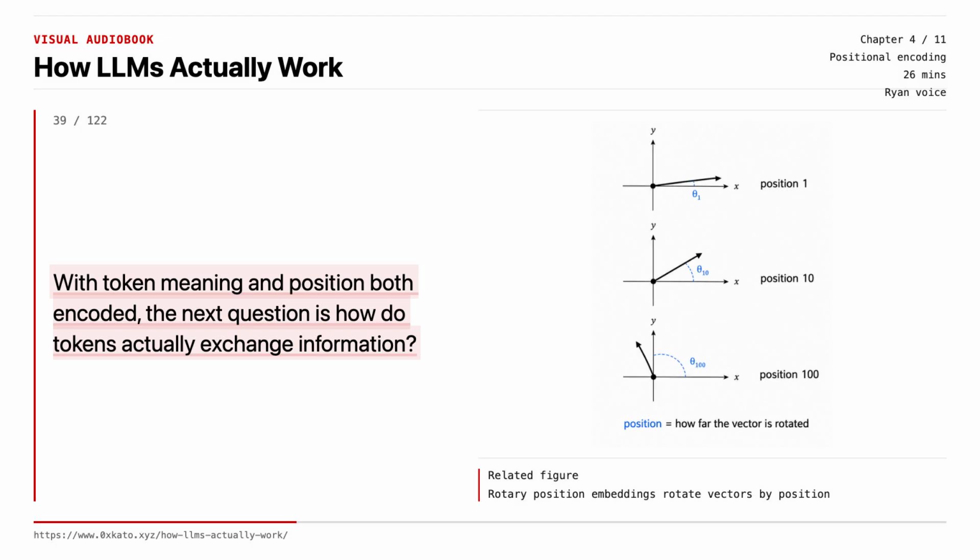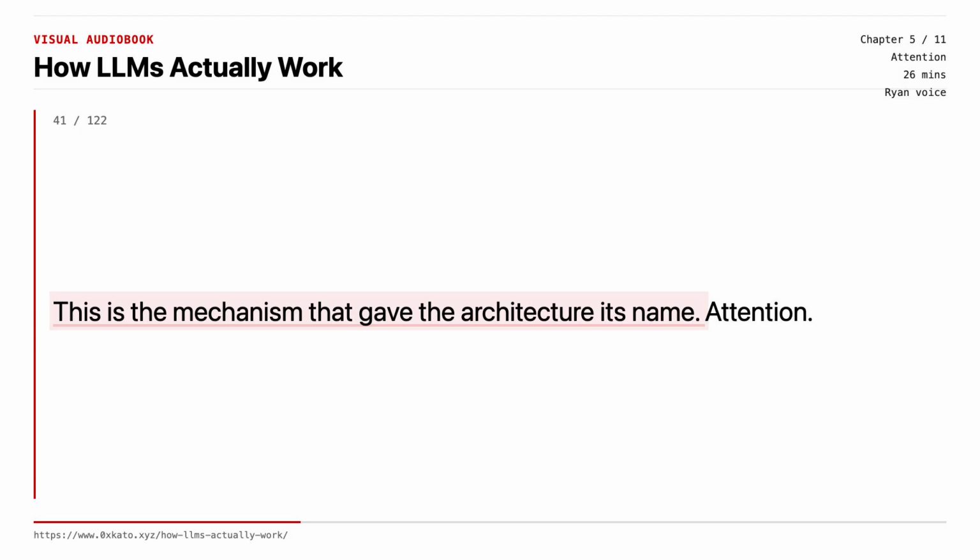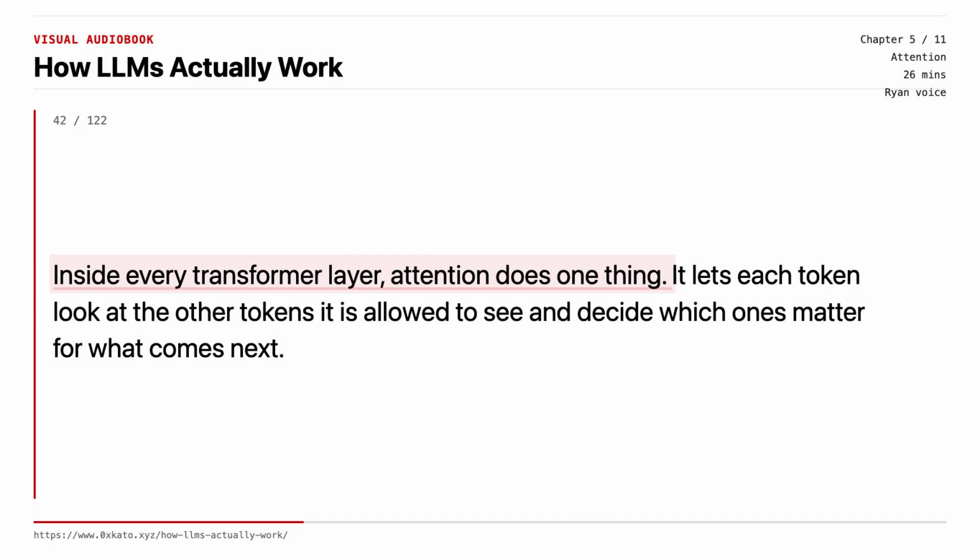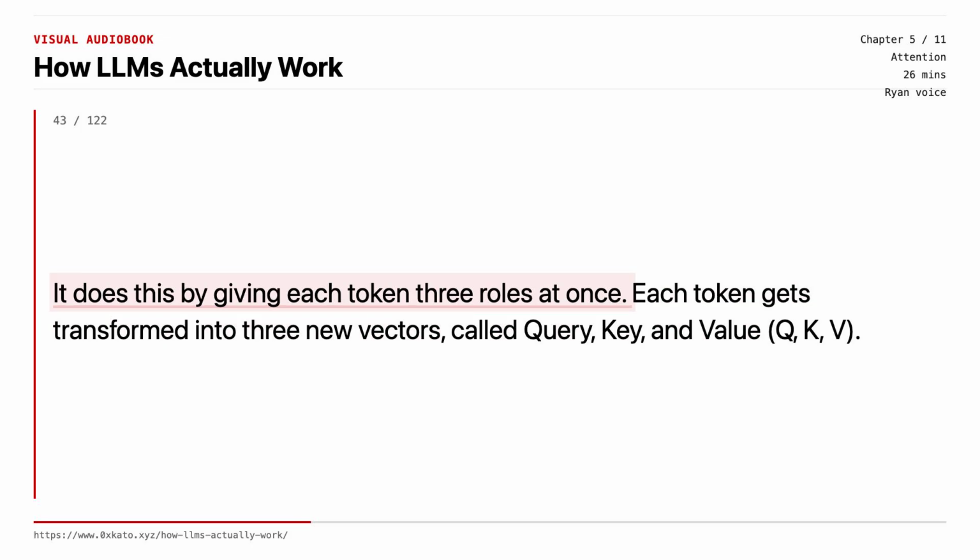With token meaning and position both encoded, the next question is: how do tokens actually exchange information? This is the mechanism that gave the architecture its name. Attention, inside every transformer layer. Attention does one thing. It lets each token look at the other tokens it is allowed to see and decide which ones matter for what comes next. It does this by giving each token 3 roles at once. Each token gets transformed into 3 new vectors, called query, key, and value: Q, K, V.